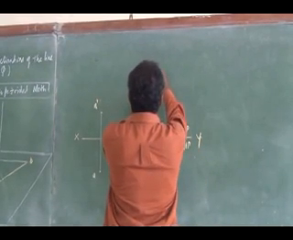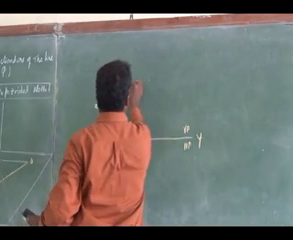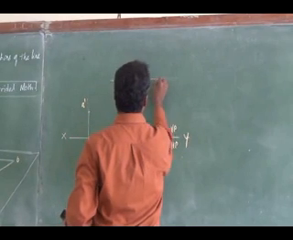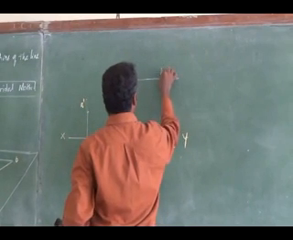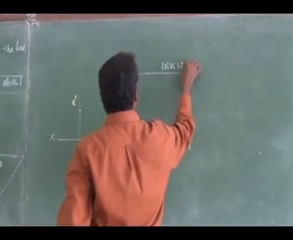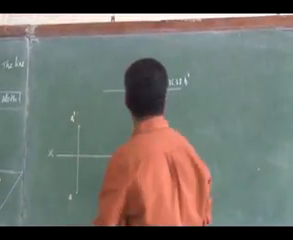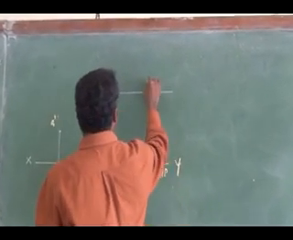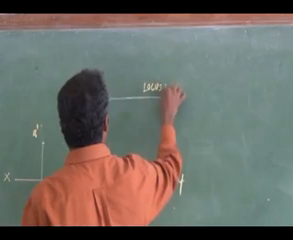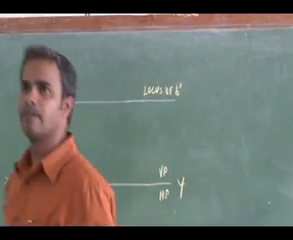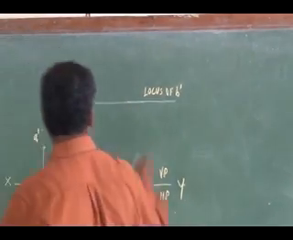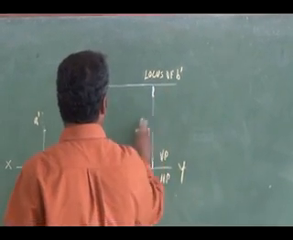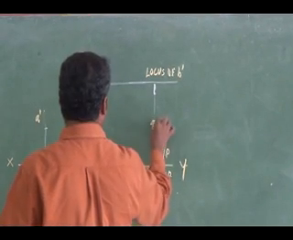45 mm. So at 45 mm, I can draw the locus of B dash. This is my locus of B dash, right? Locus of B dash. See here. So similarly, it is 45 mm above. It is given as 45 mm above.